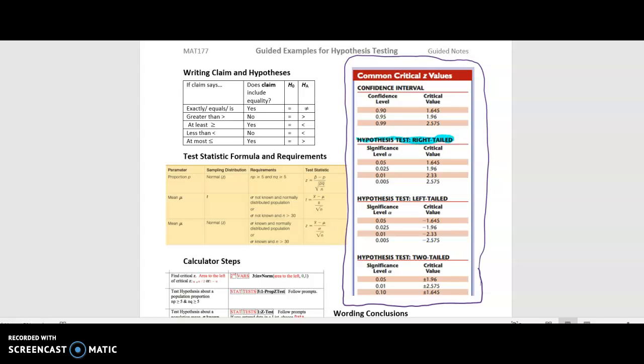So if we have a right-tailed test with a particular significance level, we can find the associated critical value without making any calculations. Next, we have hypothesis testing for a left-tailed test. We have our significance values on the left and the critical values on the right. We also have a two-tailed test below with our significance values and our critical values. It's important that you pay attention to what section you're getting your numbers from.